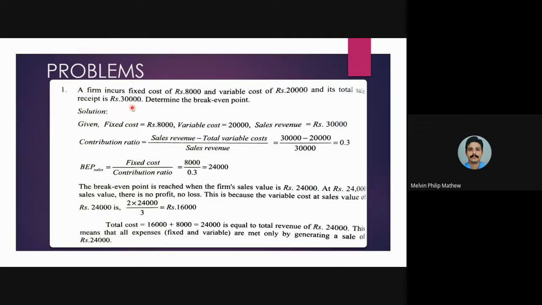Rupees 30,000. Okay. Here the problem is a direct problem itself, but the things that are given here.